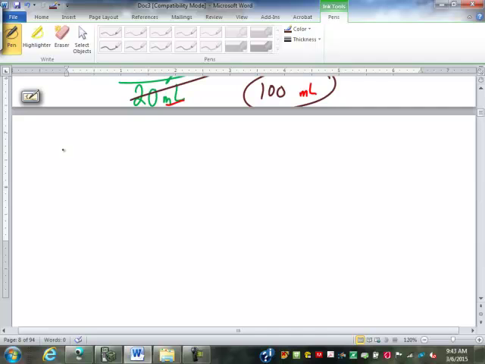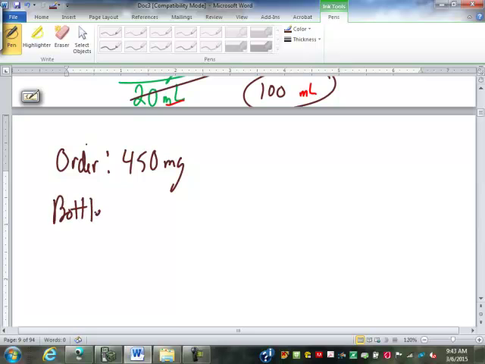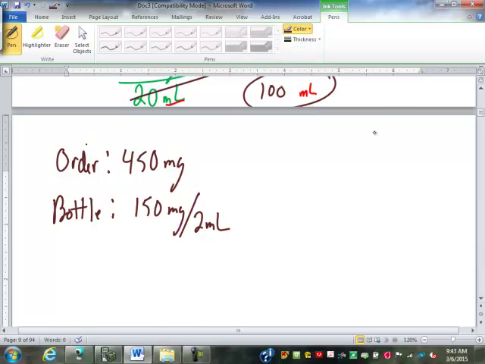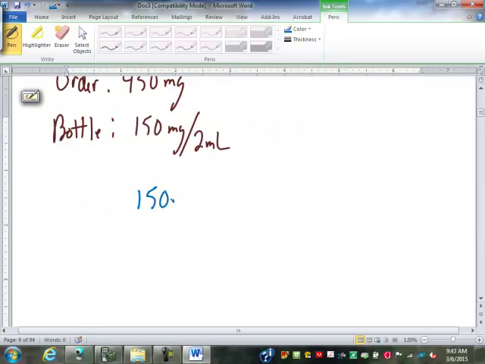Let's say we have an order for 450 milligrams of medication. The label on the bottle says 150 milligrams in 2 milliliters. Where are we going to start? The label on the bottle: 150 milligrams over 2 milliliters.